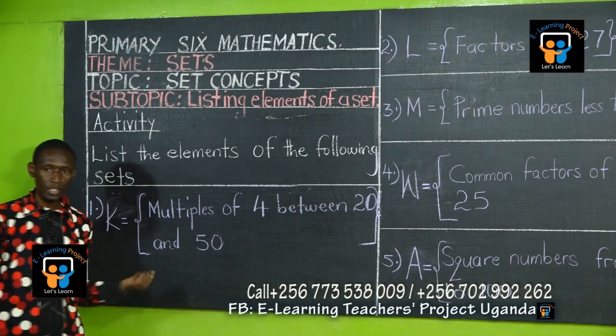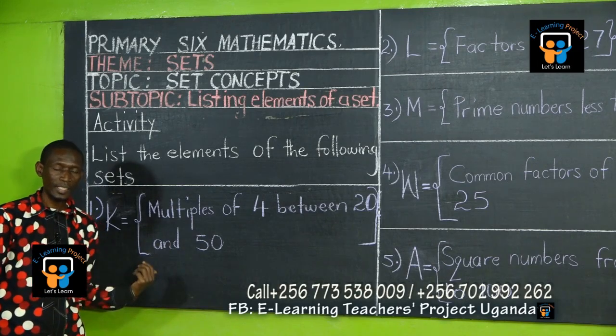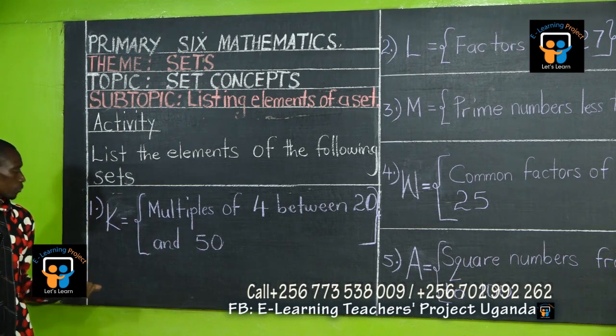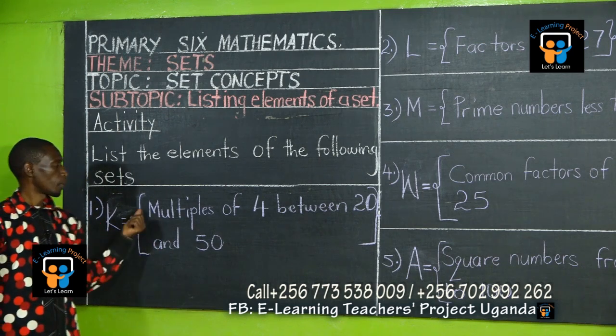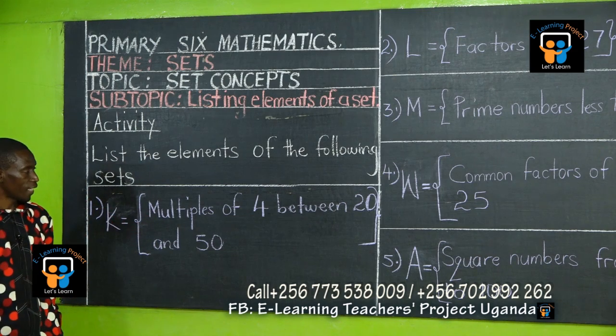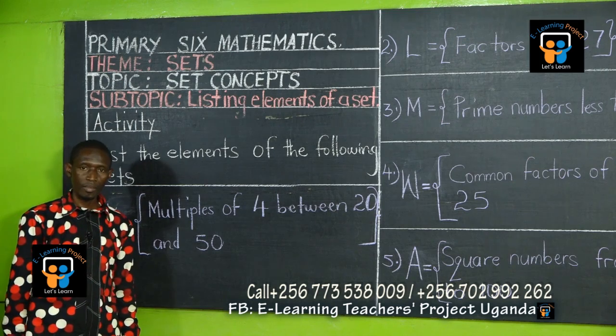When sets are described, you are to tell us which members the set is talking about. Number 1. Set K equals multiples of 4 between 20 and 50.